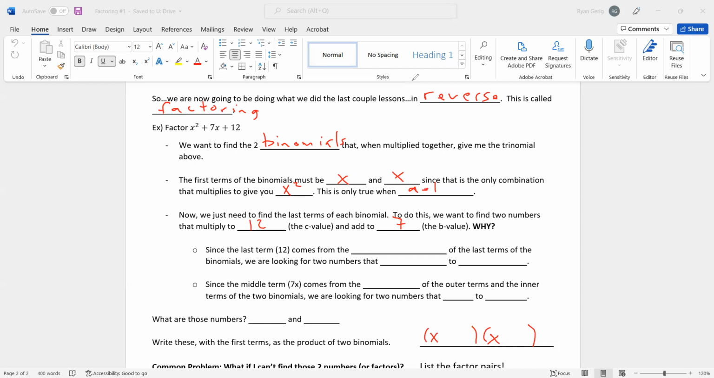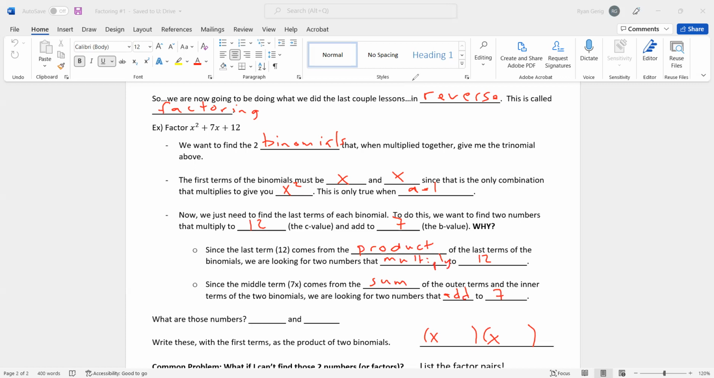Why multiply to 12 and add to 7? Kind of talked about it on the front. Since the last term, 12, comes from the product of the last terms of the binomials, we are looking for those two numbers that multiply, told you there's that word again, to 12. Since the middle term, 7x, comes from the sum of the outer terms and the inner terms of the two binomials, we are looking for two numbers that add, sum means add, to 7.